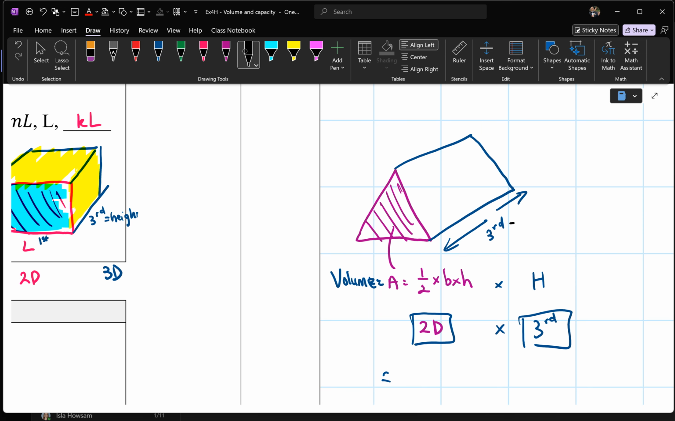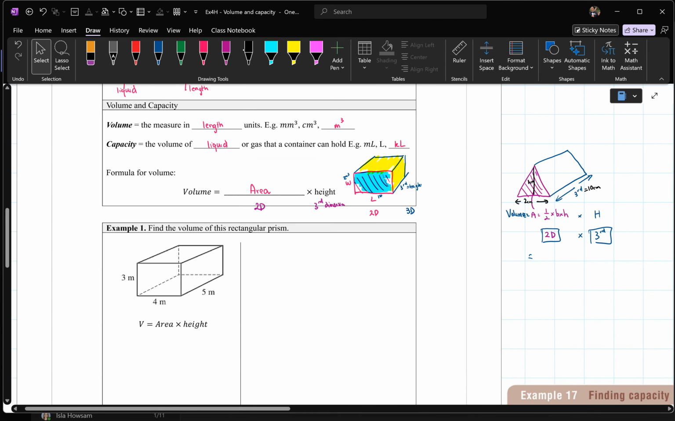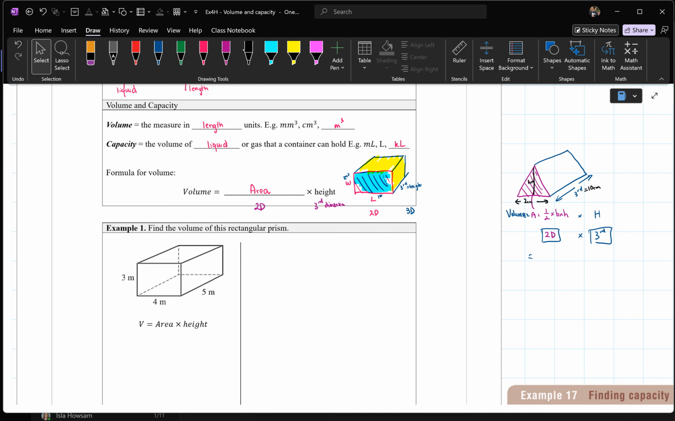So let's say the third dimension is 10 centimeters, the height was 1 centimeter and the base was 2 centimeters. Then you would find the area of the triangle and then multiply it by 10. The reason you multiply by 10 is that's the third dimension to make it a 3D shape. In all these examples, that's what we do: we find the area, which is the 2D shape, first, and then multiply by the third dimension.